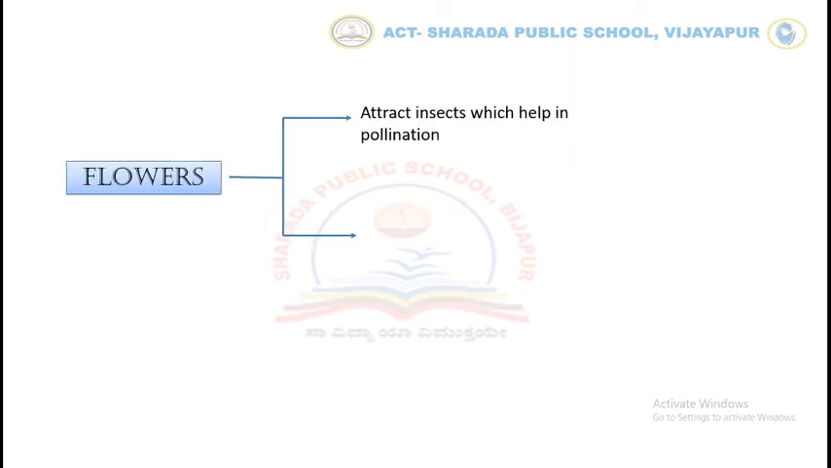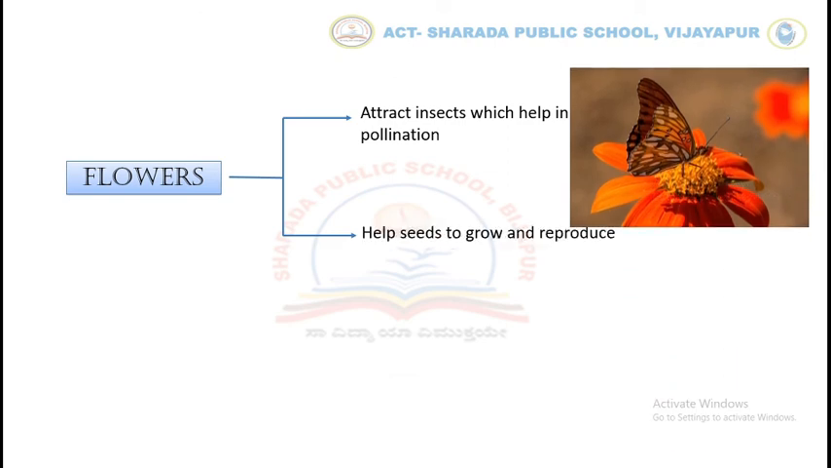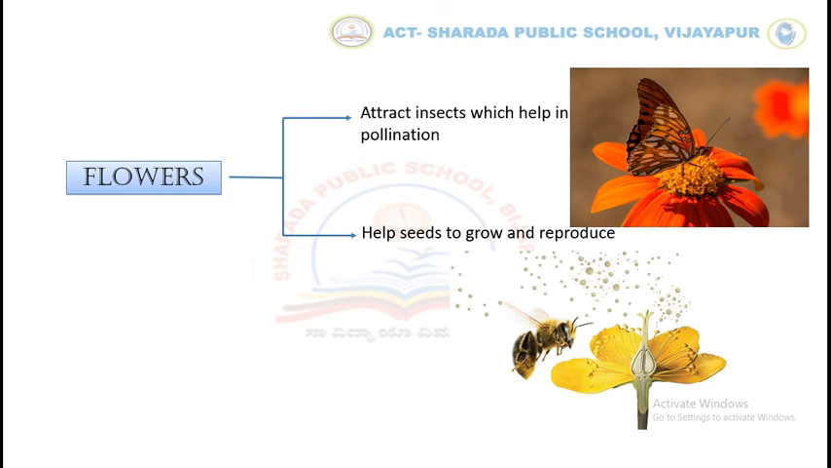The flowers attract insects which help in pollination. They also help the seeds to grow and reproduce.